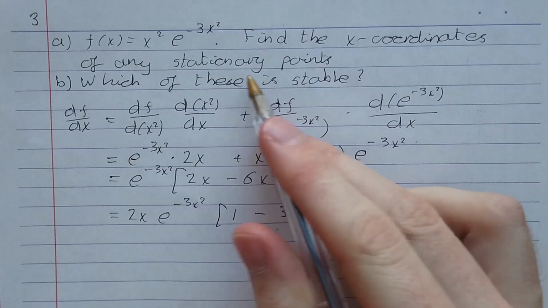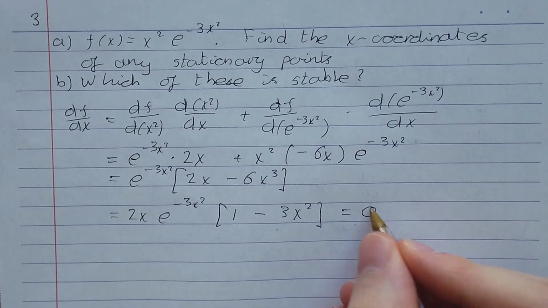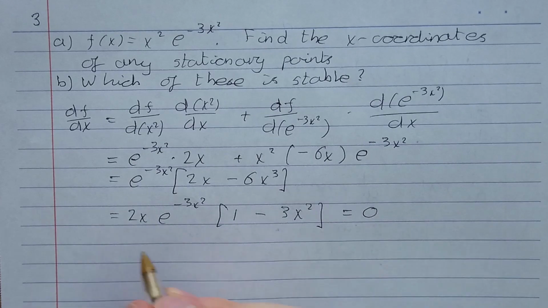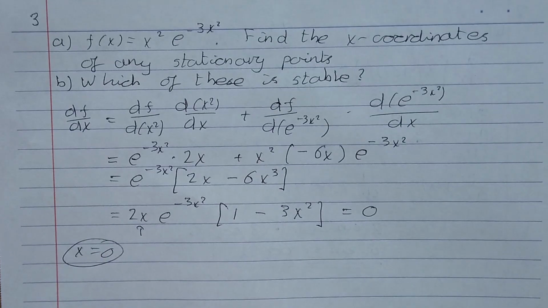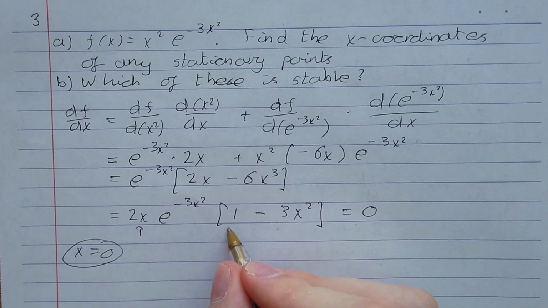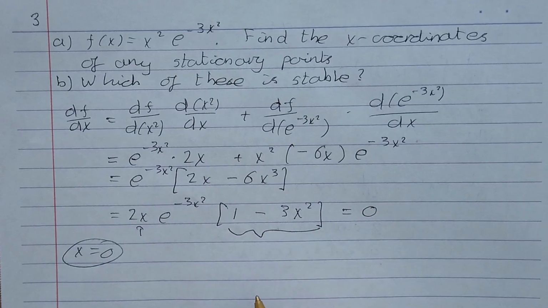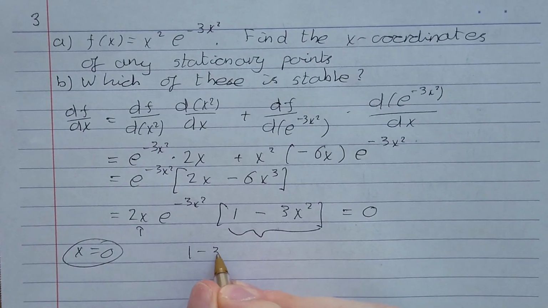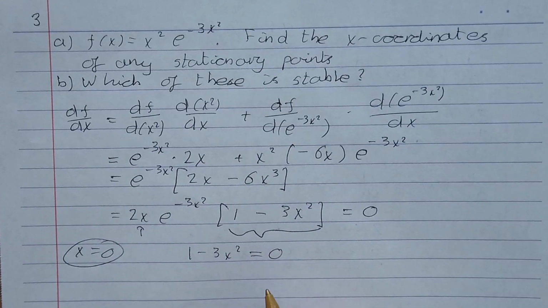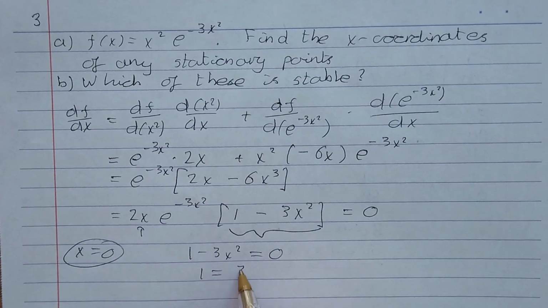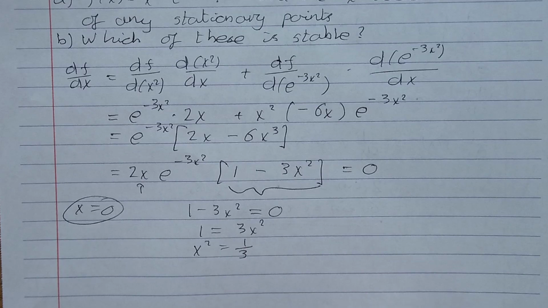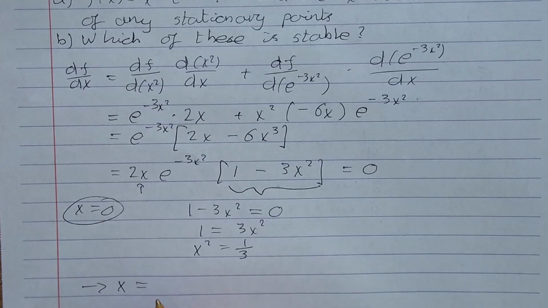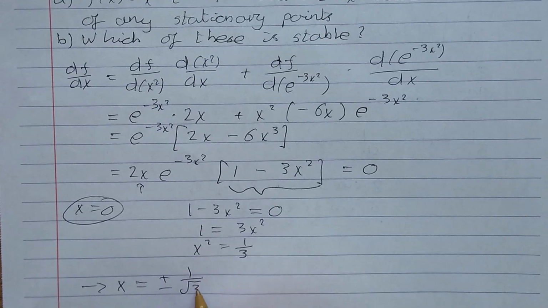Now, a stationary point is defined as where this is 0. So, one case where this is 0 is clearly where this x is 0. So we can say x equals 0 is one solution. We also know that it is 0 when the thing in the brackets is 0. So 1 minus 3x squared equals 0. And we can rearrange this, so we get 1 equals 3x squared, then x squared equals 1 over 3. Then taking the square root and remembering that we get a plus and a minus, we find that two more solutions are plus or minus 1 over square root of 3.